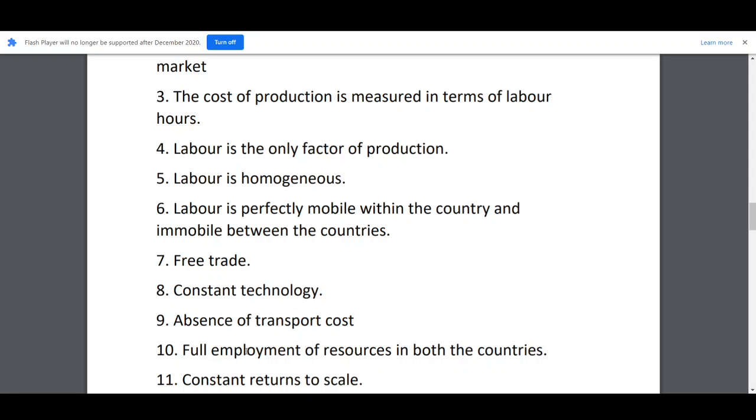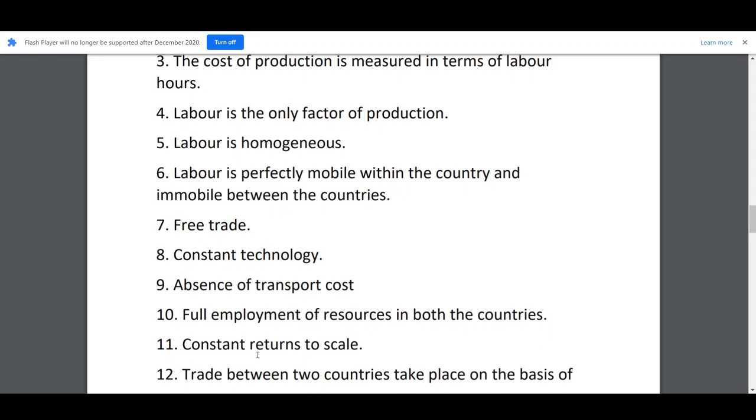He is explaining two countries, isn't it? So, he is assuming that there is full employment of resources in both the countries. Next one, the 11th assumption, is constant returns to scale. We already studied in FY BCom increasing returns to scale, diminishing returns to scale and constant returns to scale. So, that is the 11th assumption, constant returns to scale.